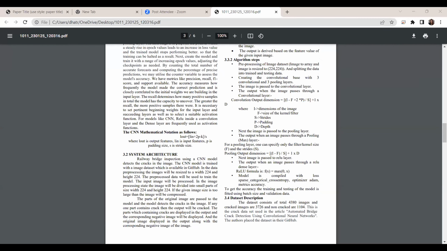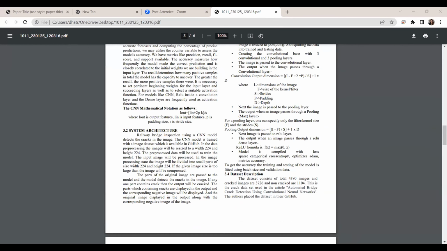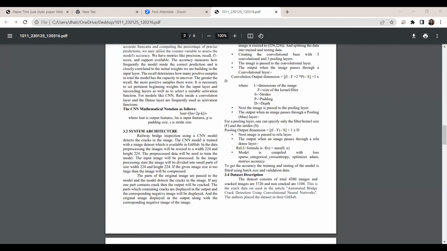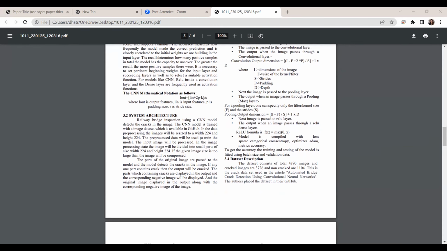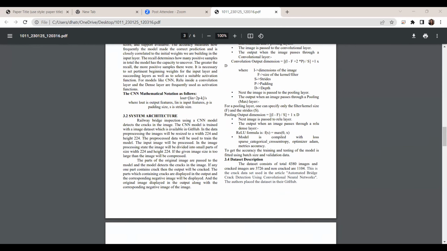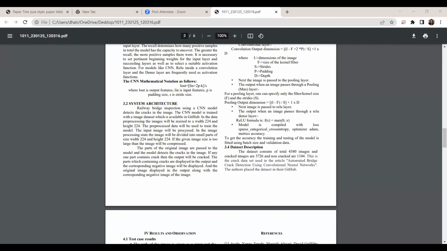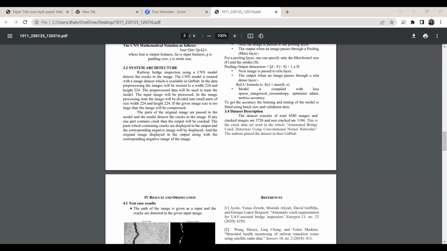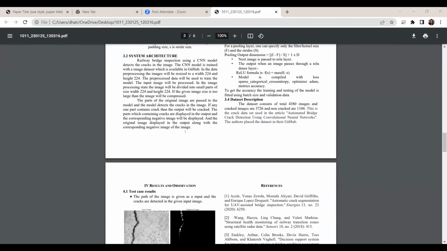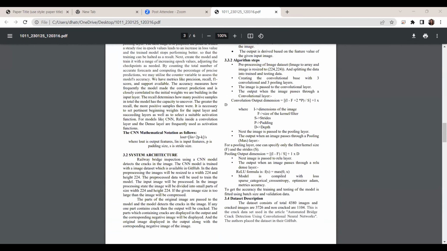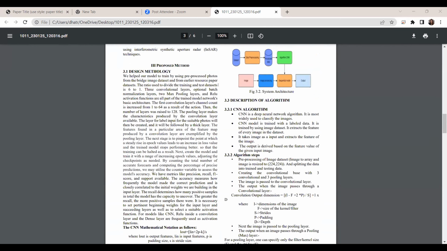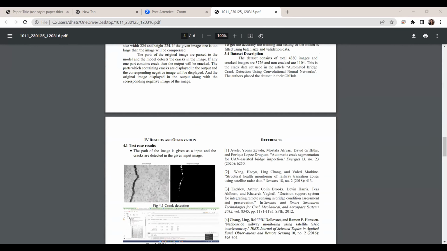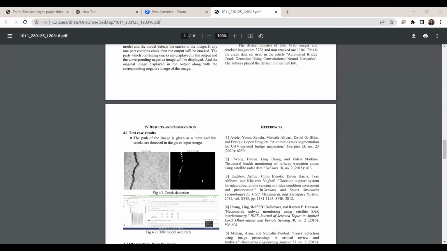Railway bridge inspection uses a CNN model to detect the cracks in the image. The CNN model is trained with the image dataset which is available on GitHub. In the pre-processing stage, the image will be resized to a width and height of 224 by 224. The processed data will be used to train the model. The input image will be given to the model and we get the output as shown in the figure.